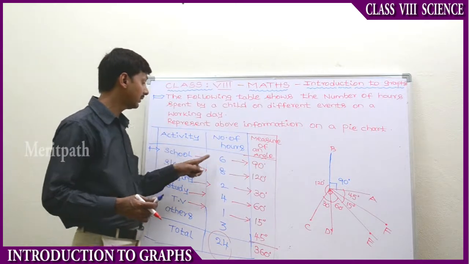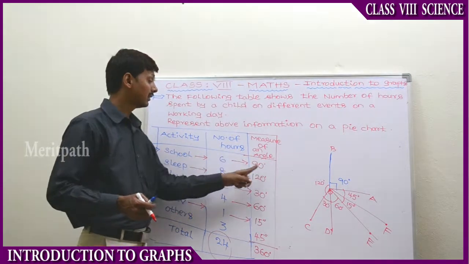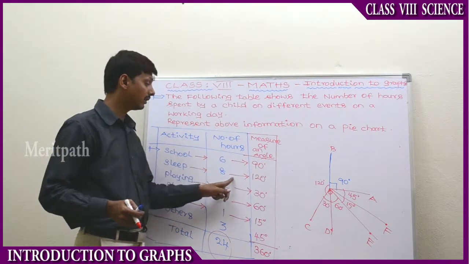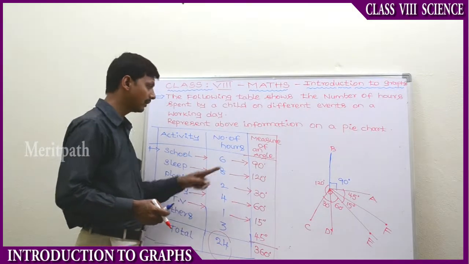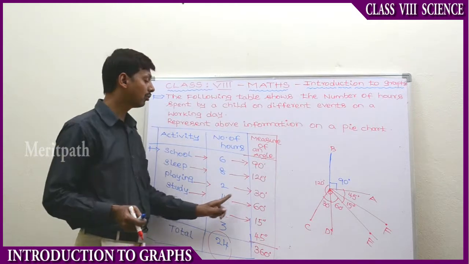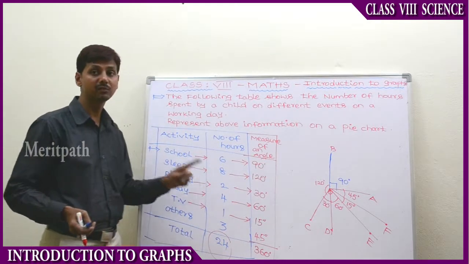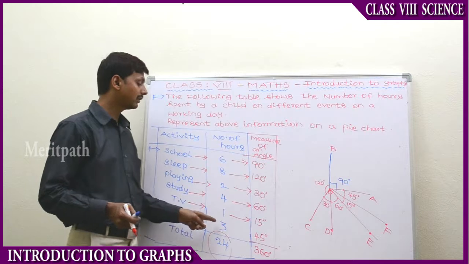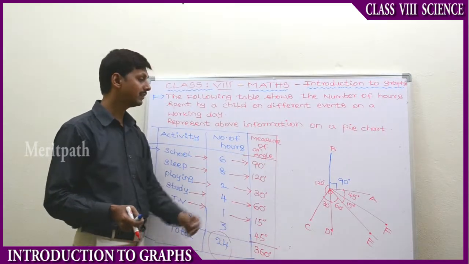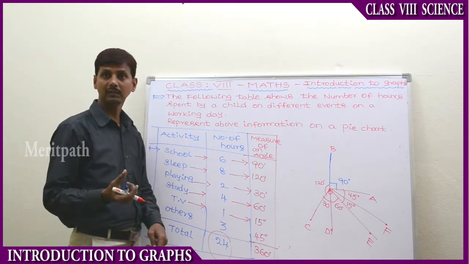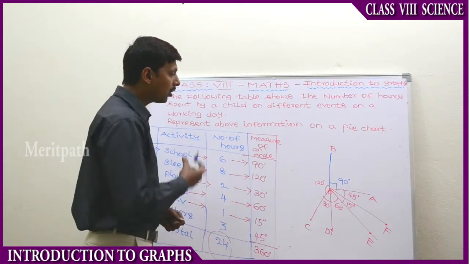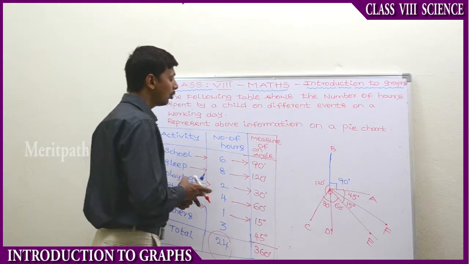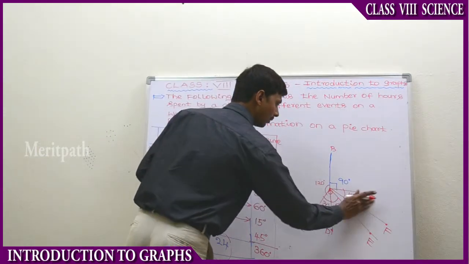We have constructed the angles: the first activity, 6 hours, is 90 degrees; the second one, sleeping for 8 hours, is 120 degrees; playing for 2 hours is 30 degrees; studying 4 hours is 60 degrees; watching TV 1 hour is 50 degrees; and others, 3 hours, is 45 degrees. So we got all the angles by taking O as the center.